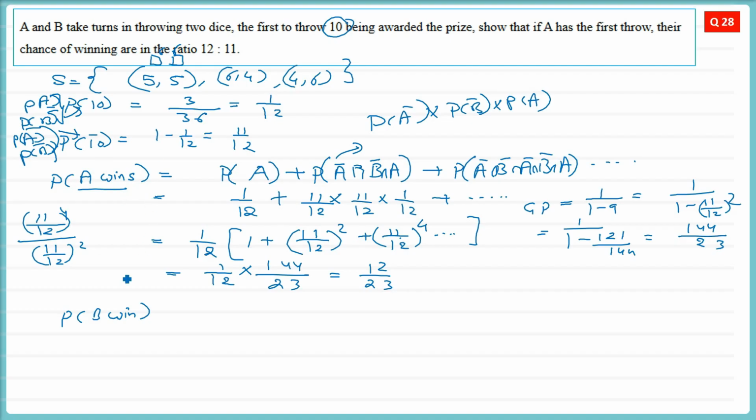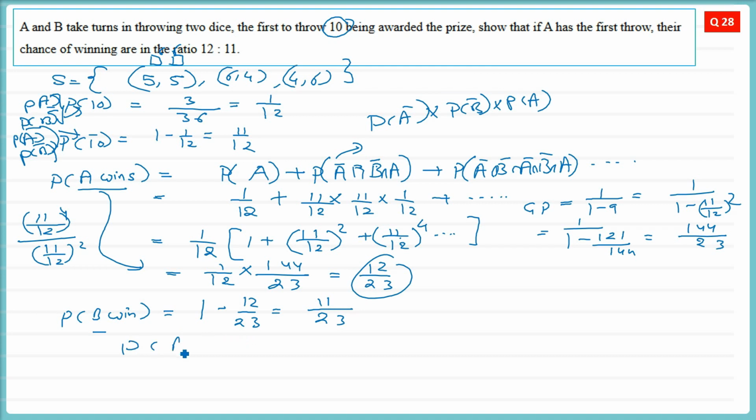So in order to get the probability of B winning, why not subtract the probability of A winning from 1? So 1 minus probability of A winning gives you the probability of B winning. So 1 minus 12 by 23 is actually the probability of B winning. So this is 11 by 23.